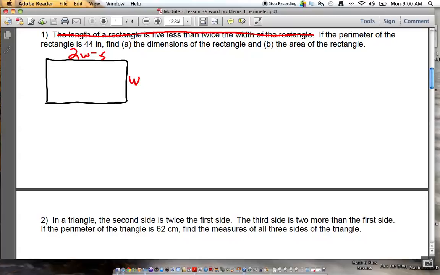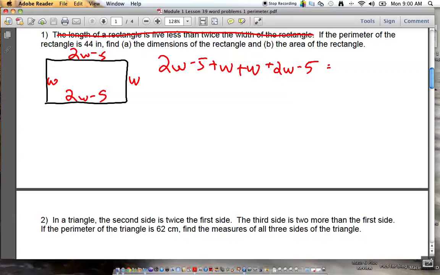The next question says if the perimeter of the rectangle is 44. Now, what does perimeter mean? Everybody? Add up all the sides. So let's do that. Here's my first side, 2W minus 5. Here's my next side, W. Is that all my sides? No. I also have the one over here, which is another W. And then I have the one over here, which is a 2W minus 5. As a quick aside, someone said, can I write W2? You can, but then you expect to see 2W. It kind of goes more naturally.